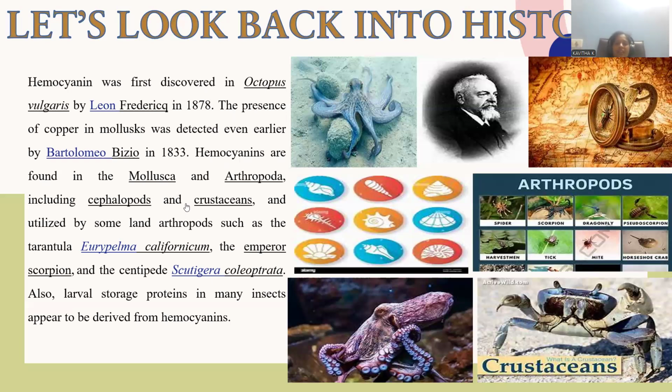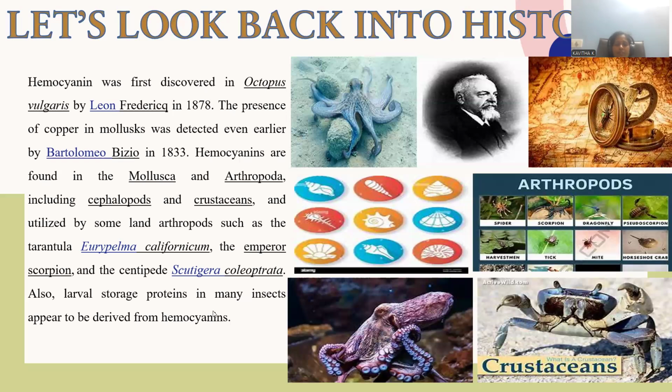Hemocyanins are found in the mollusca. Molluscans are accompanied by hemocyanin and even arthropod species, cephalopods and crustaceans, and it is utilized by land arthropods such as the tarantula Eurypelma californicum, the emperor scorpion, and the centipede Scutigera coleoptrata. Also, larval storage proteins in many insects appear to be derived from hemocyanin, right?